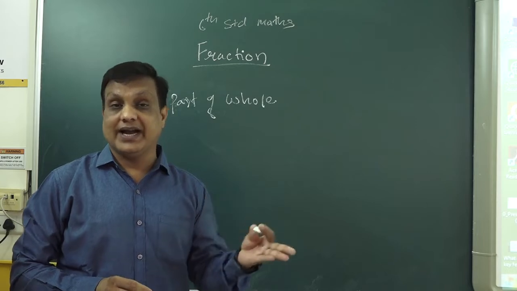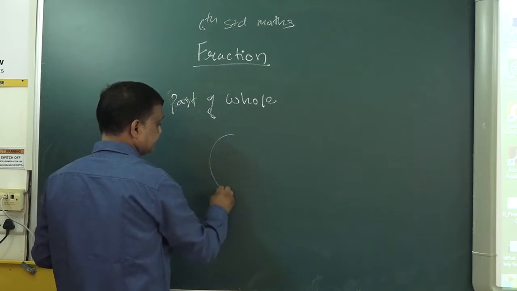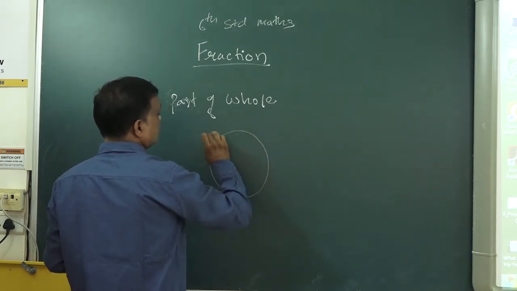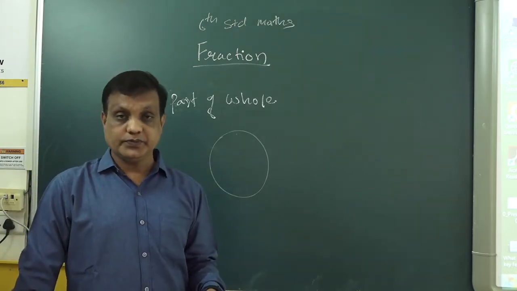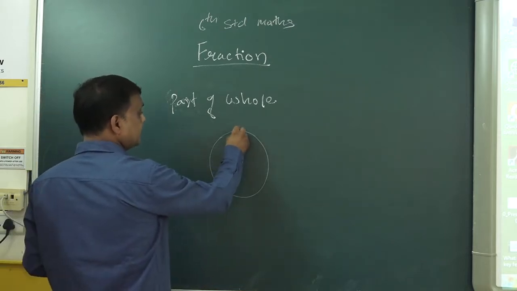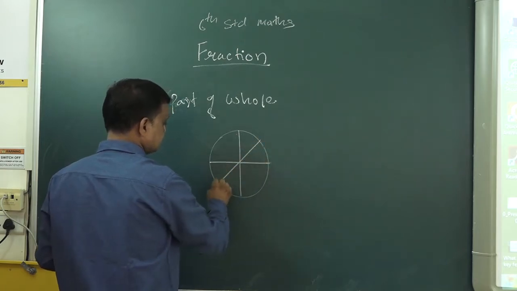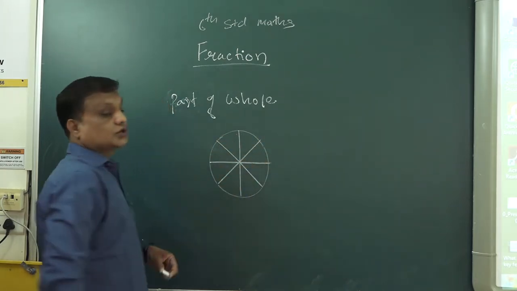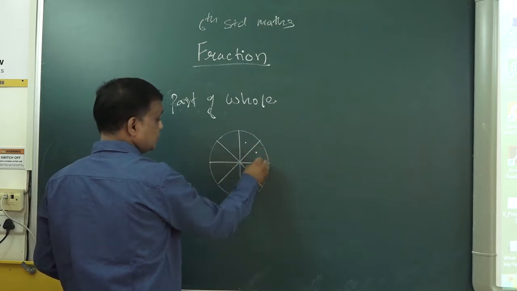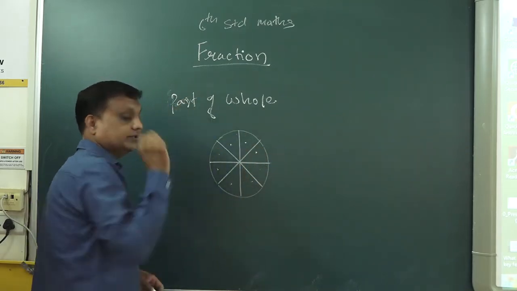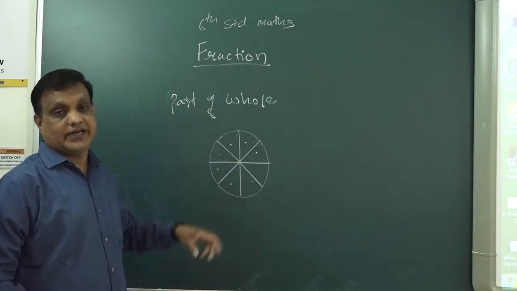Now what is this part and what is this whole? For example, here we are taking one circle. We will assume that circle is a cake or a pizza, that depends upon you. First we made some parts in this cake or pizza. How many parts did I make? 1, 2, 3, 4, 5, 6, 7, 8. So the one whole I divided into 8 small parts.